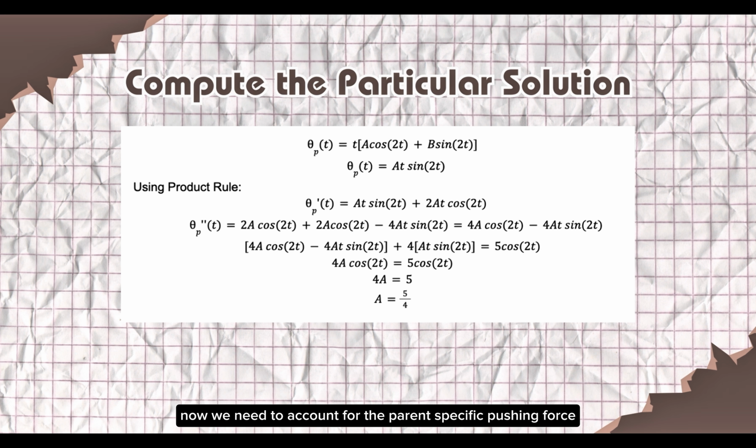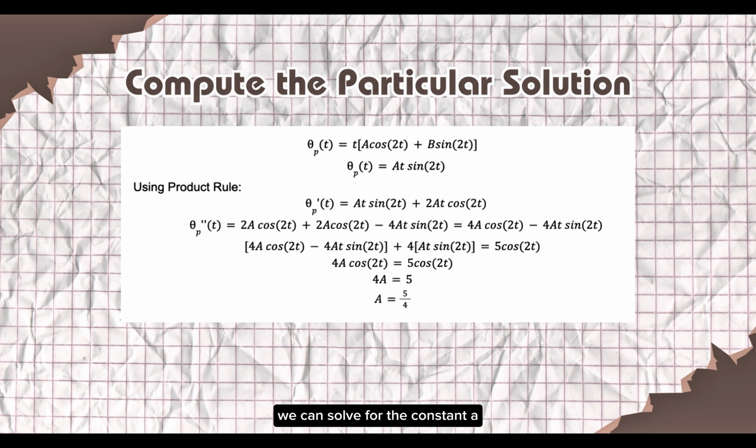Now, we need to account for the parent's pushing force. Because the frequency of the push matches the natural frequency of the swing, we are dealing with resonance. To account for this, we use a trial solution multiplied by t. In this specific model, we simplify this to the sine component by applying the product rule to find the first and second derivative and then substituting them back into our original differential equation.